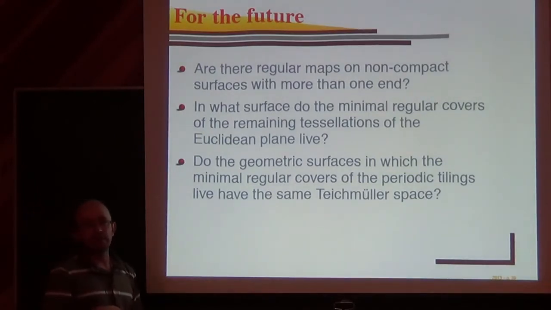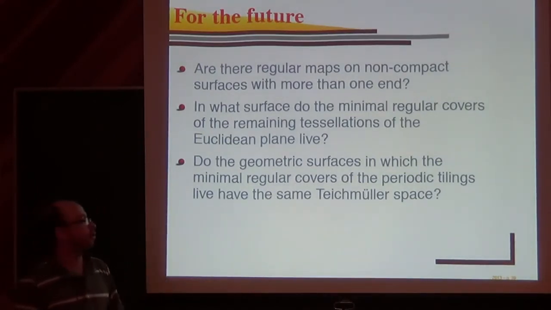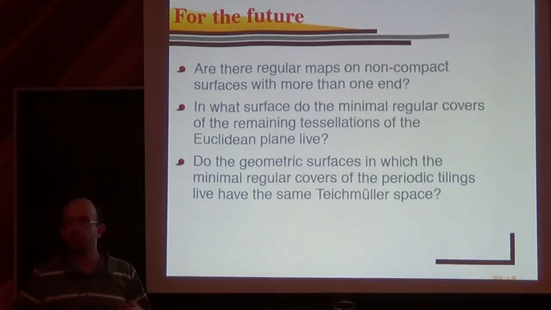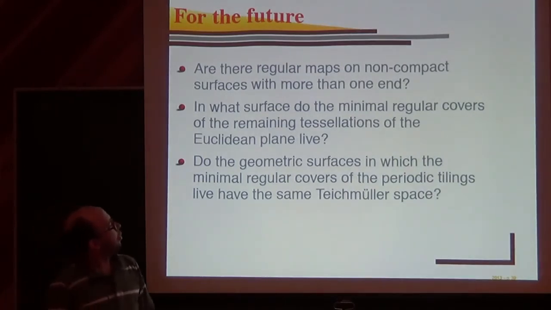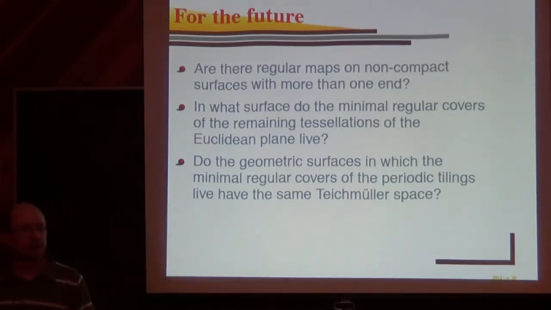If I think of the surfaces of these minimal regular covers now geometrically, after all they are quotients of hyperbolic tessellations, so we can recover the metric easily from there. What about the Teichmüller spaces? Are they the same?